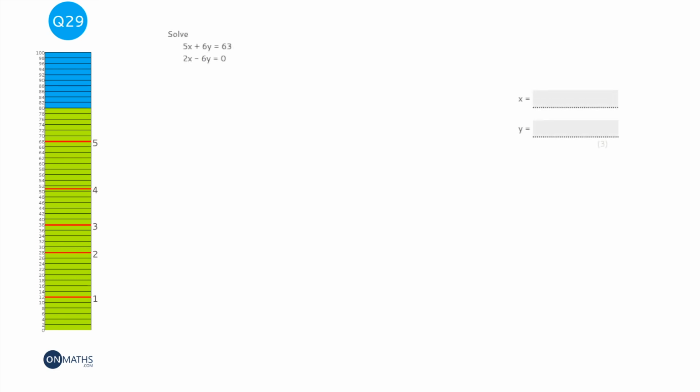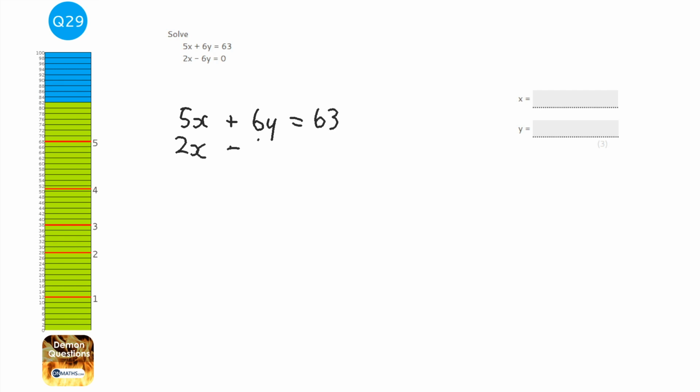Okay, these are simultaneous equations, and I'm just going to write these out again so I've got a bit more space. So equals 63 and 2x minus 6y equals 0. Okay, so the important thing with simultaneous equations is that you need to either get the coefficient, the number before the x, or the coefficient of the y the same. Now in this one we already have the coefficient of the y being the same. They're both 6. Yes, one's a positive, one's a negative, but we don't worry about that.